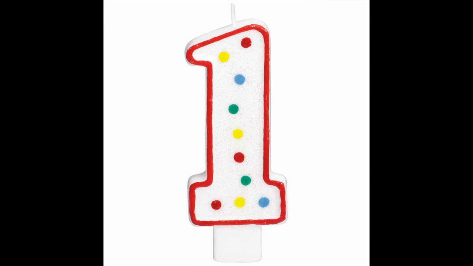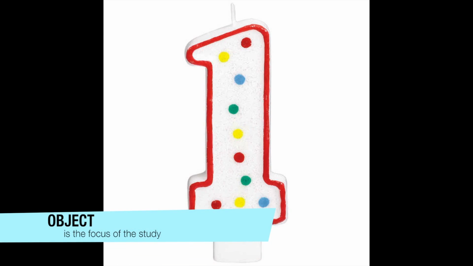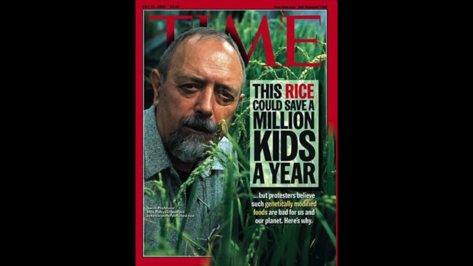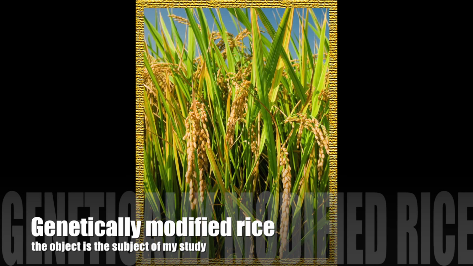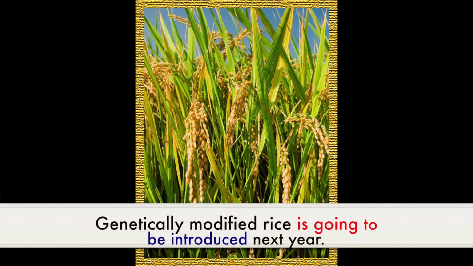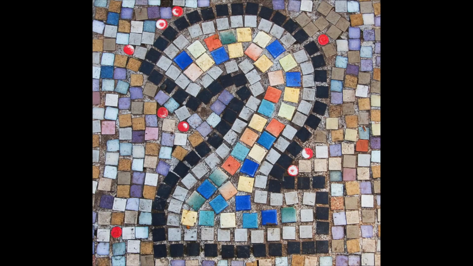Example number 1. If your object is the study, then it should be the focus. I don't want to talk about this guy. Who is he? What he invented was genetically modified rice. That's what I want to talk about. Genetically modified rice is going to be introduced next year.